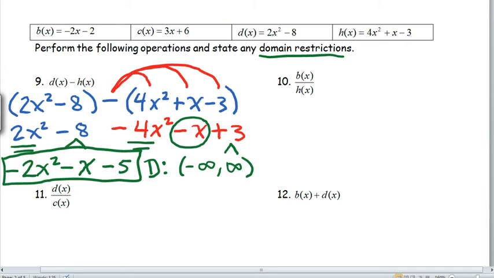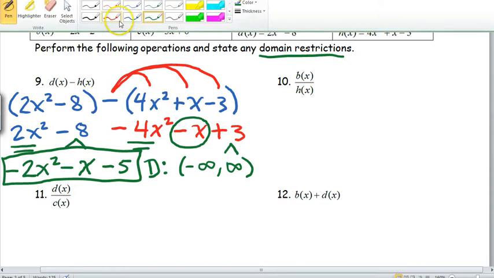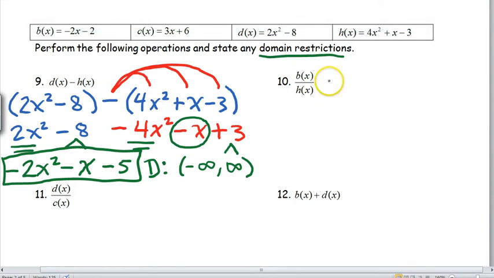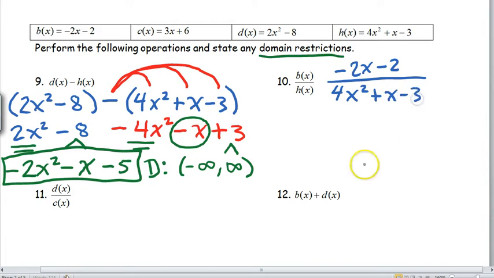Okay, number 10. B of x over h of x. So let's see. B of x is negative 2x minus 2. H of x is 4x squared plus x minus 3. Now, there are two things I need to point out to you. In fact, this is one of those that everybody should stop, even my super geniuses. You should pay attention, because we haven't done a problem exactly like this before. There's new stuff kind of in here.